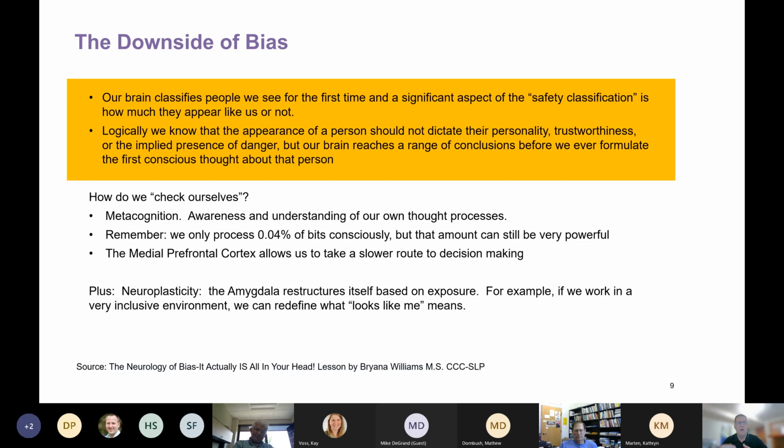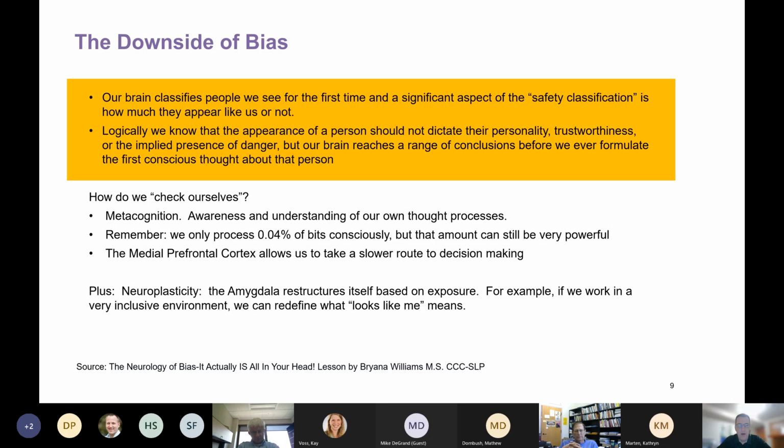Now, there are a couple of ways in which we can check ourselves, so we are not beholden to that subconscious bias. And that principle is called metacognition. It's the awareness and understanding of our own thought process. That's sort of the beauty of not being a prehistoric animal or an insect or bird. We have that cortex power. And so even though only 0.04% of our bits are conscious, if we select the right stimuli to respond, then that can help us a lot.